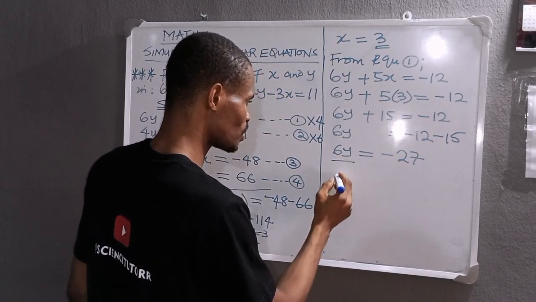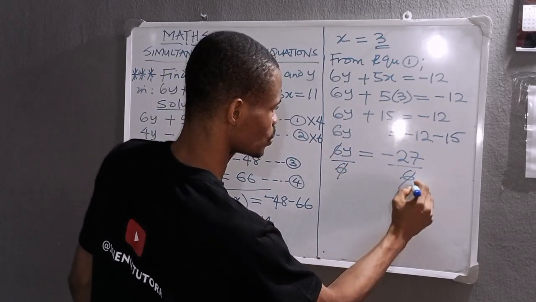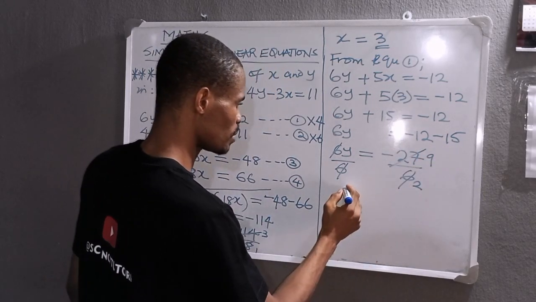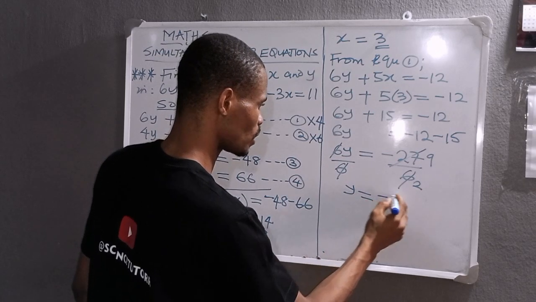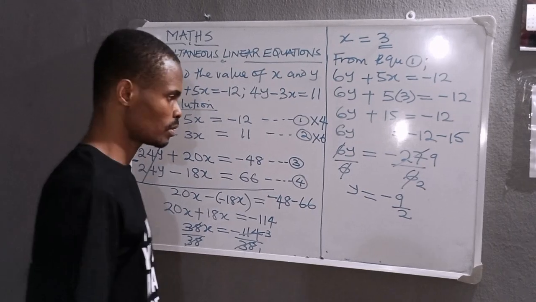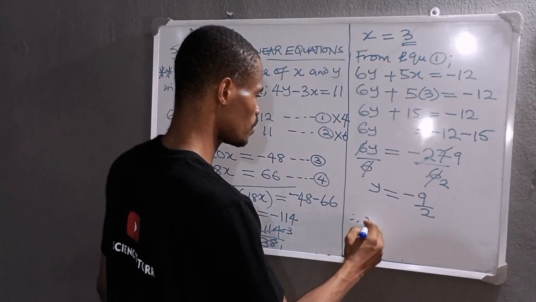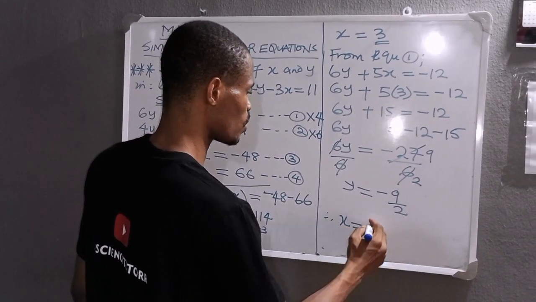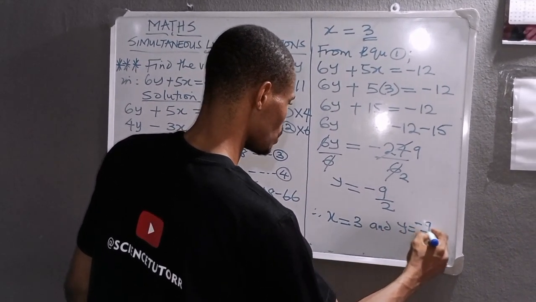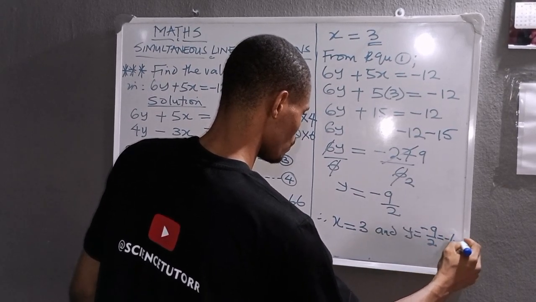Dividing both sides by 6, this cancels this. 3 can go into 27 nine times. So it means y is equal to minus 9 over 2. Therefore, the values are x equals 3 and y equals minus 9 over 2, which also means minus 4.5.